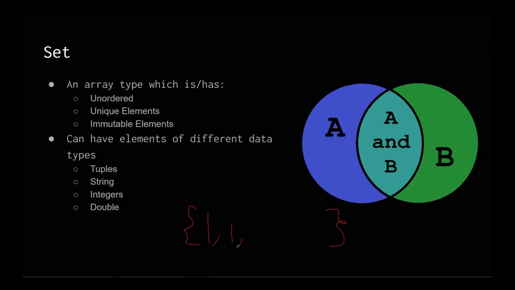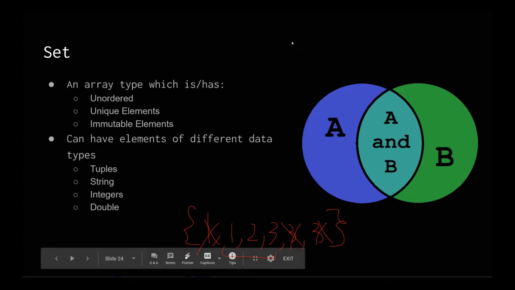So if you have 1, 1, 2, 3, 3, 3, what would happen is that you would delete all the threes and delete all the ones, and you would end up with an array with all the elements that are unique. Right?